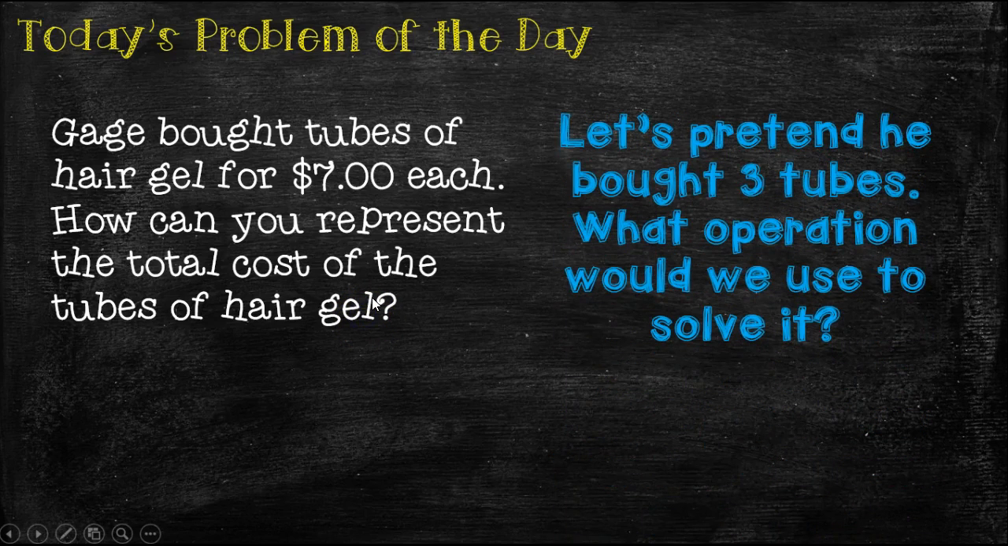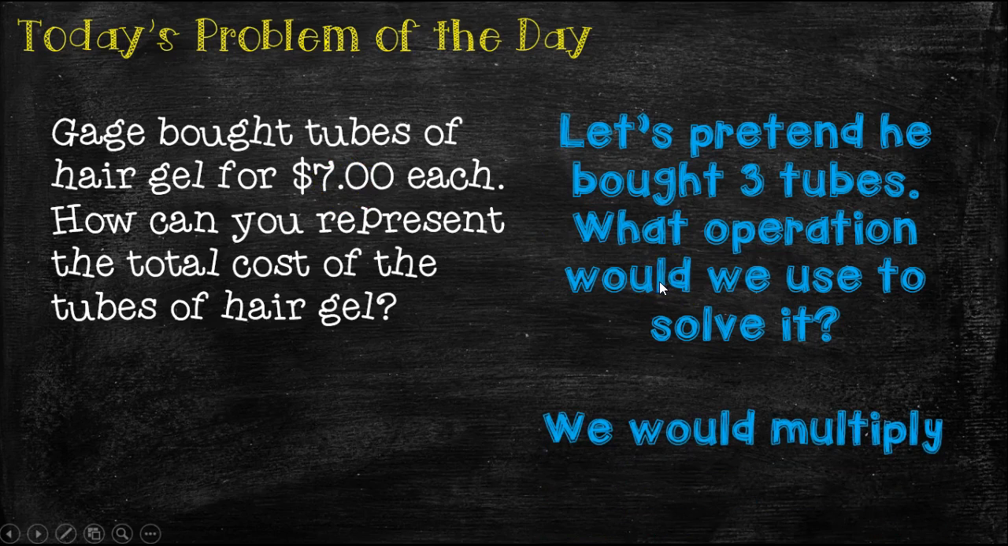So let's pretend he bought 3 tubes. We're just pretending now because we're trying to figure out what operation we would use to solve it. Well, if we knew he bought 3 tubes and we wanted to know how much it cost, we would multiply. So at least we know now what operation we need to do.